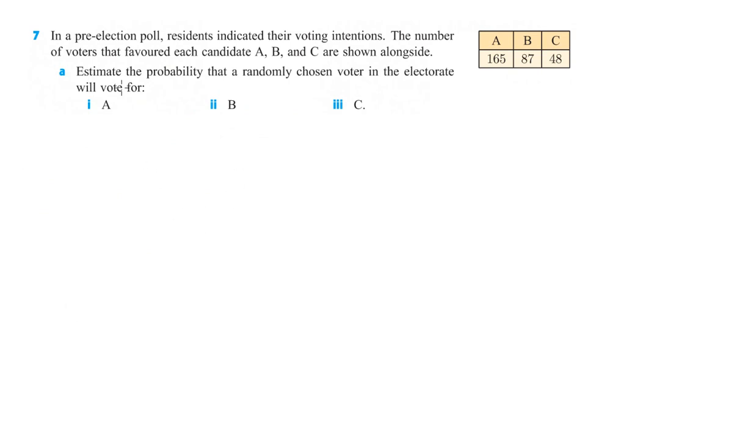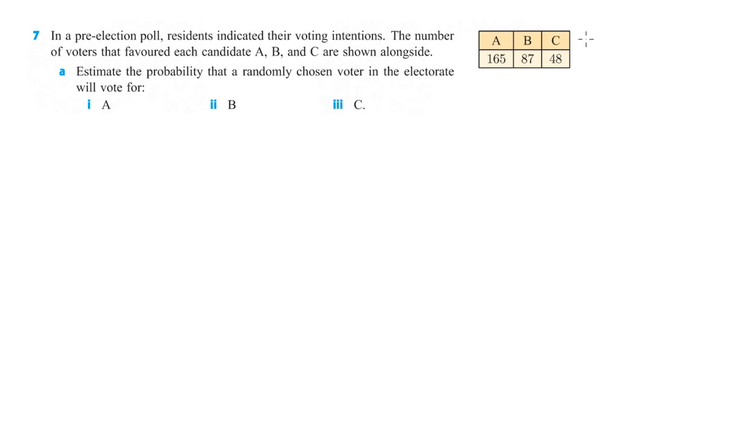All right. Number 7. In a pre-election poll, residents indicated their voting intentions. The number of voters that favored each candidate A, B, and C were shown alongside. Okay. Estimate the probability that a randomly chosen voter in the electorate will vote for A. So over here we have 165 would vote for A, 87 would vote for B, 48 would vote for C.